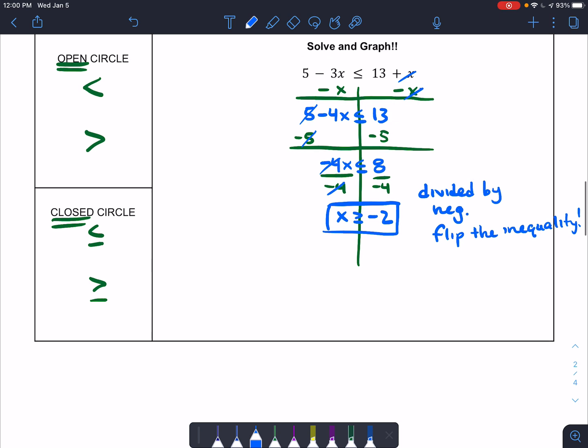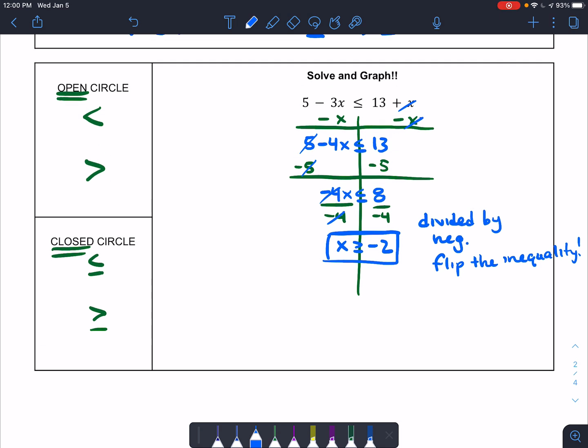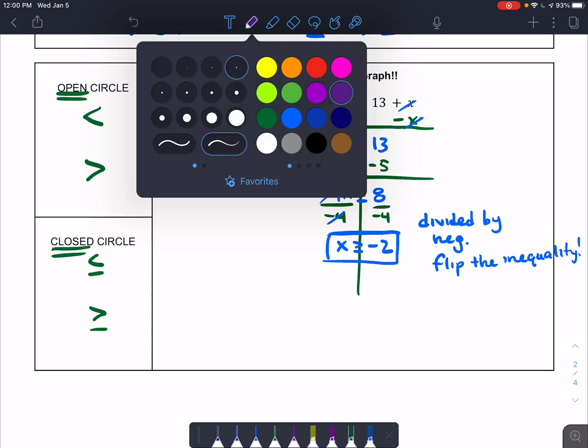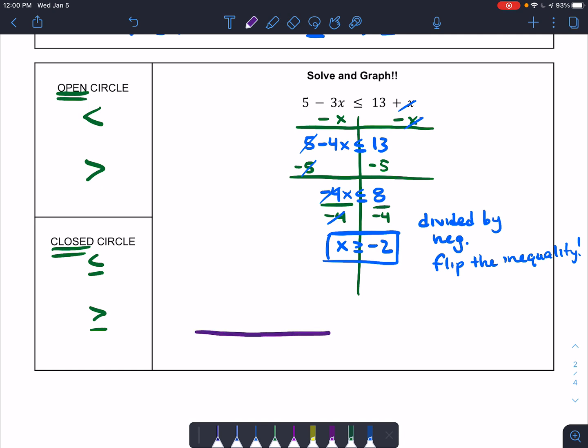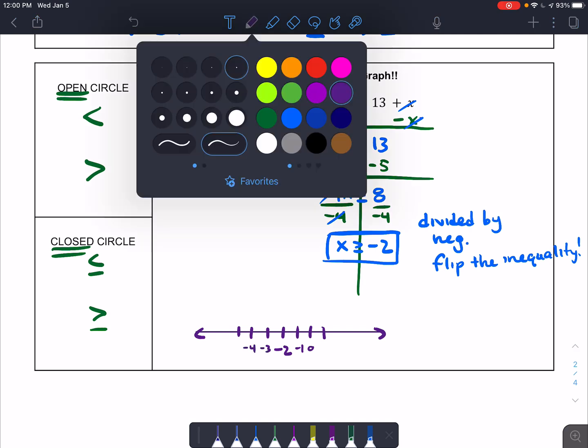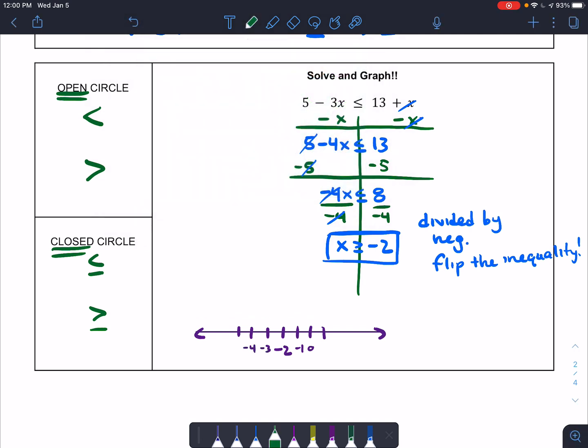Oh, wait, I forgot to graph. What am I doing? We're supposed to graph this as well. So let's go ahead and create a little number line. I'm going to put some hash marks, something like this, and put some arrows. I know my number is negative 2, and then I'm going to put some more numbers, so I know where I'm at on my number line. I definitely know that I'm here at negative 2.